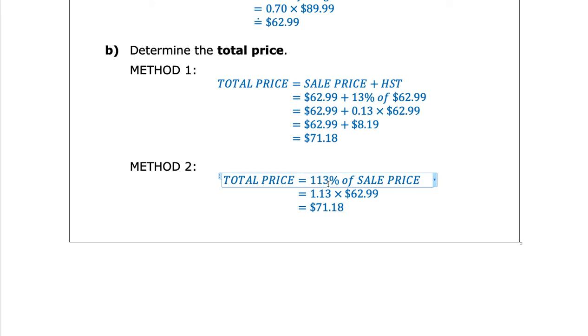When we convert this using a calculator, 113 divided by 100 is 1.13, or move the decimal place over 2 spaces, and multiply it by the sale price. This factor out front will give you the original sale price plus an additional 13%. Notice that we get the same answer with a different technique. Use whichever one you feel comfortable with and understand the advantages of each. This one just tells you the total price given the sale price. Method 1, although longer, is nice because you know how much HST you paid in total.